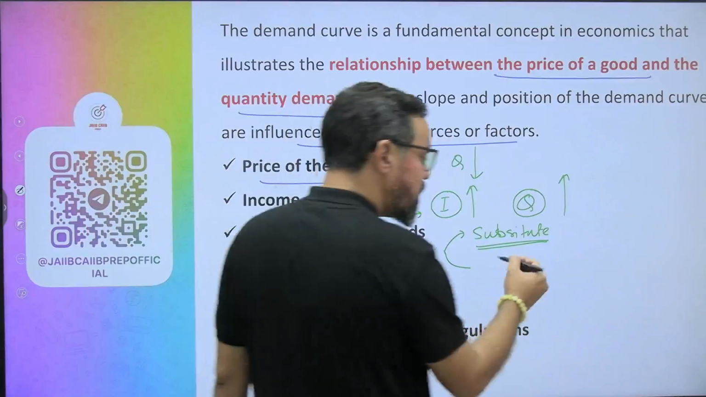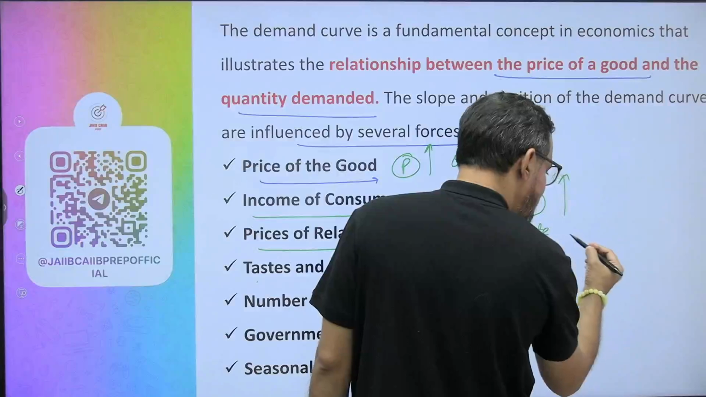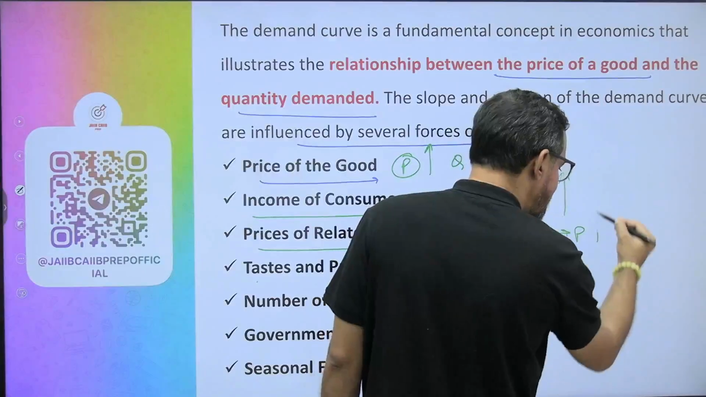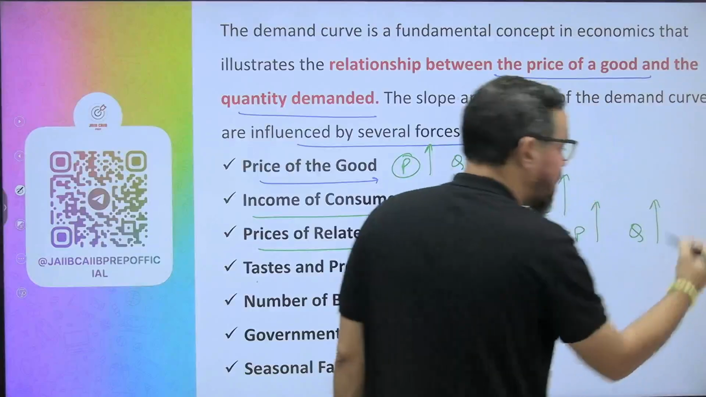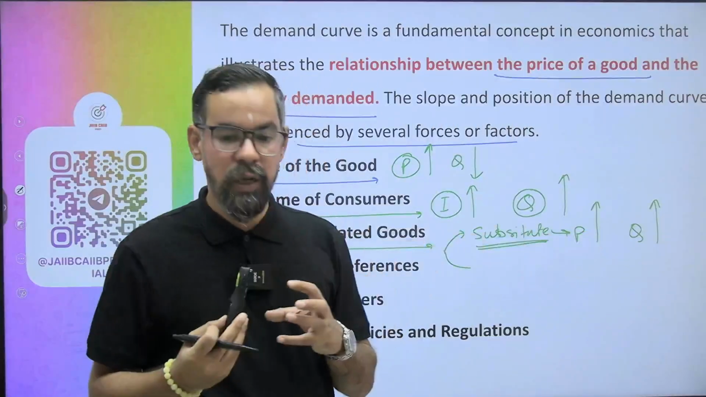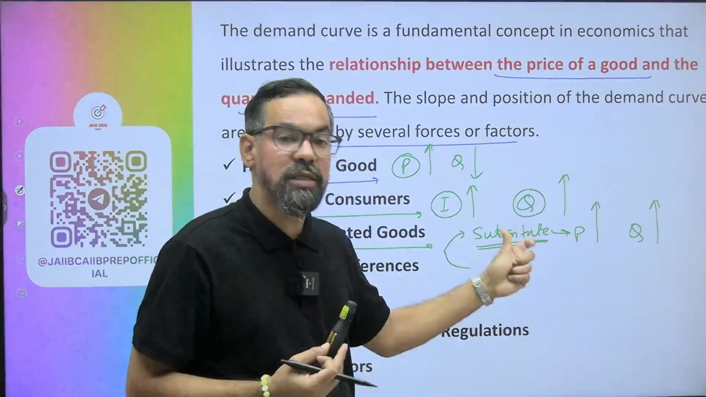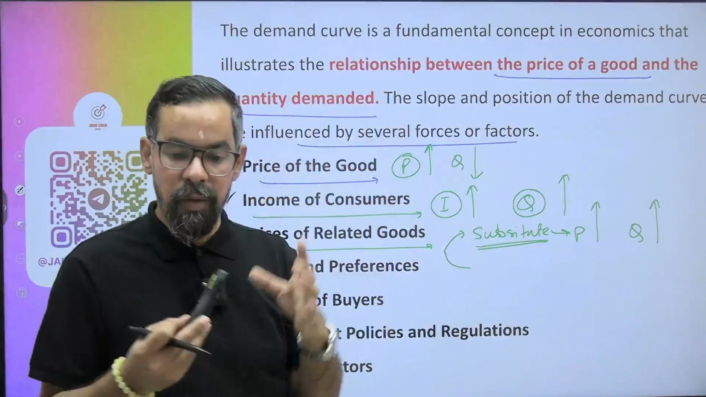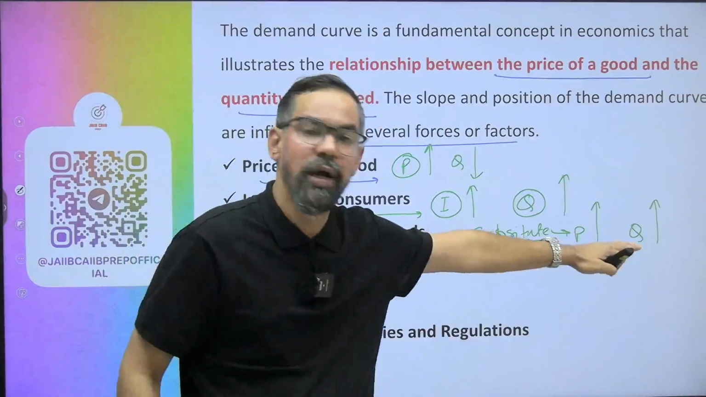Now when prices of substitute goods increase, the quantity demanded for your commodity will increase. So how will this relation work? Let's say we are selling tea in the market, and when the price of coffee increases, some people who are consuming coffee right now will shift to the tea itself.